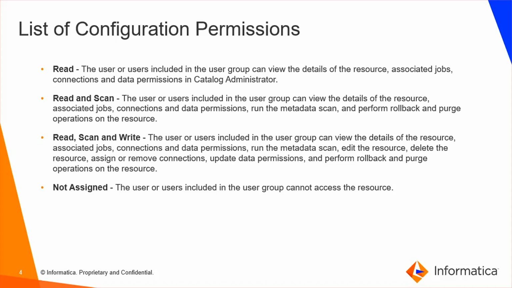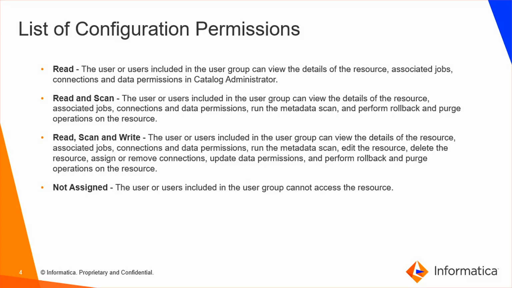List of configuration permissions. The first one is read. When the user has read permission, the user or users included in the user group can view the details of the resource, associated jobs, connections, and data permissions in the Catalog Administrator. The second one is read and scan. In addition to read permission, the user can run the metadata scan and perform rollback and purge operations on the resource.